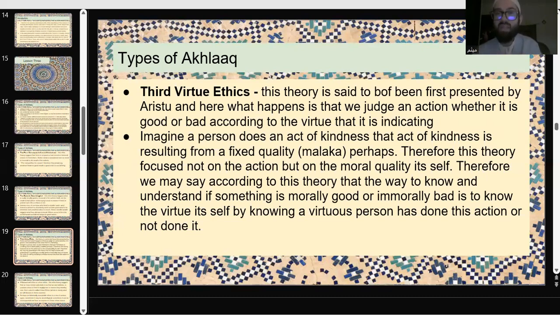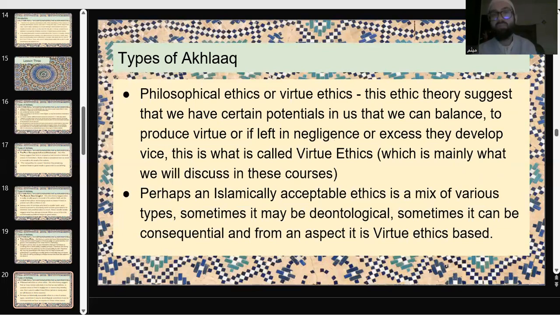Virtue ethics. Therefore, we may say, according to this theory, that the way to know and understand if something is morally good or immorally bad is to know the virtue itself. By knowing a virtuous person who has done this virtuous act, now you know that that is a virtuous and moral act. Or knowing that he has not done it. So this is virtue ethics.